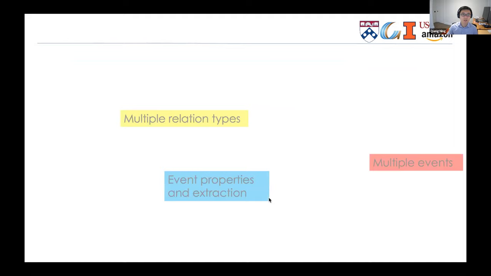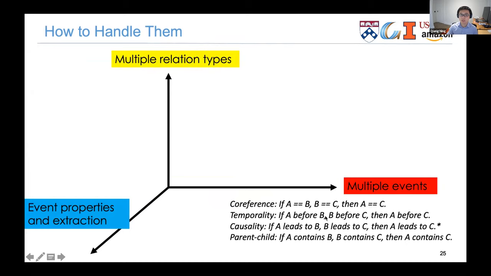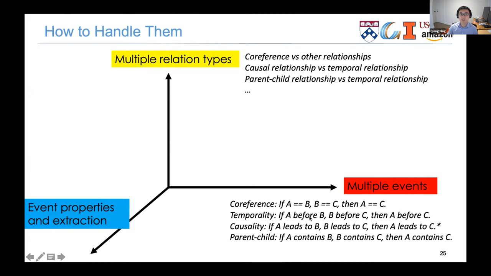Here I'm trying to summarize how we are handling them in these existing works. When we are taking into consideration multiple events, typically we are handling those transitivities or other constraints within each relation type. When we consider multiple relation types, we want to consider across those different relation types what the implications can be. And the third one, how do we define events? How do we jointly extract events and relations? These are the general directions that the literature has been working through.